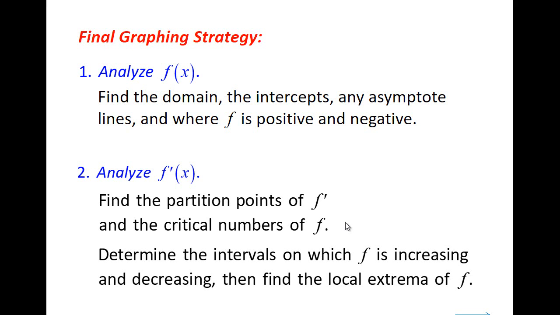The second thing we need to do: when we are trying to find where f is increasing and decreasing, that is where the derivative is positive or negative. Obviously, we need to find the critical points of f. Those are the partition numbers for f prime, meaning these are the points where f prime is 0 or doesn't exist. Of course, then you determine where f is increasing and decreasing, and that tells you where the local extrema of f occur.